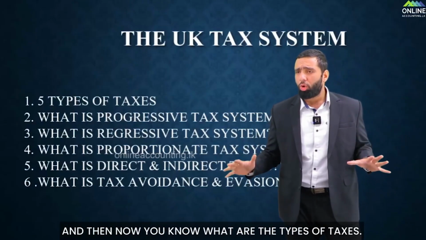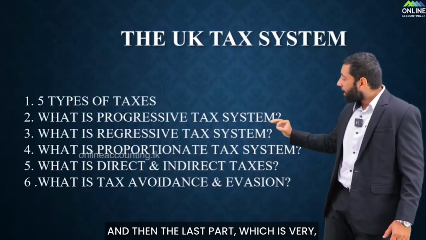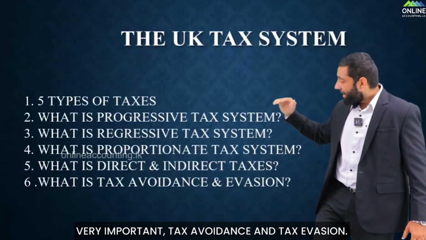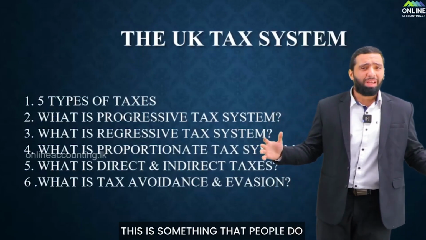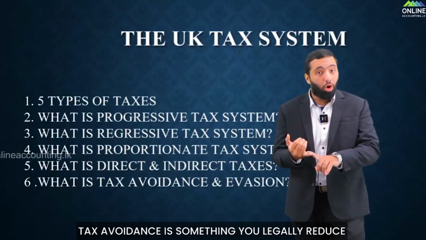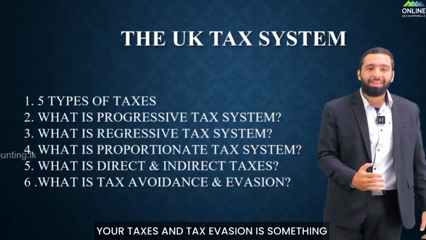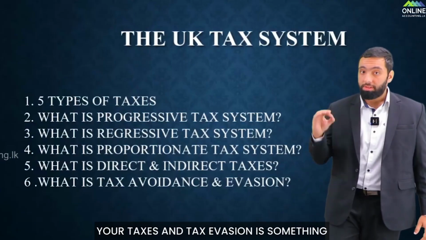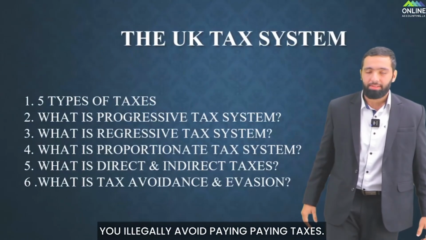Now you know the types of taxes. And the last part, which is very important, is tax avoidance and tax evasion. This is something that people do on a regular basis. Tax avoidance is where you legally reduce your taxes, and tax evasion is where you illegally avoid paying taxes.